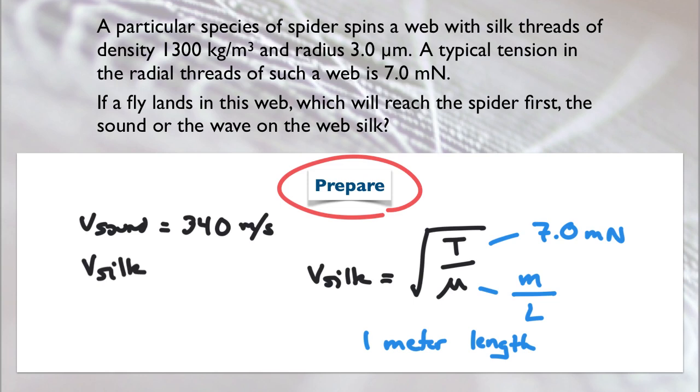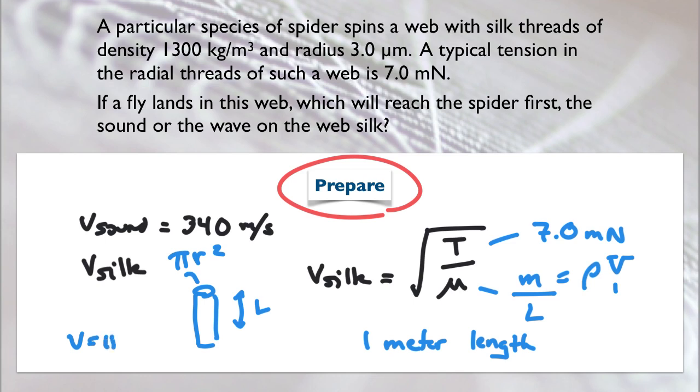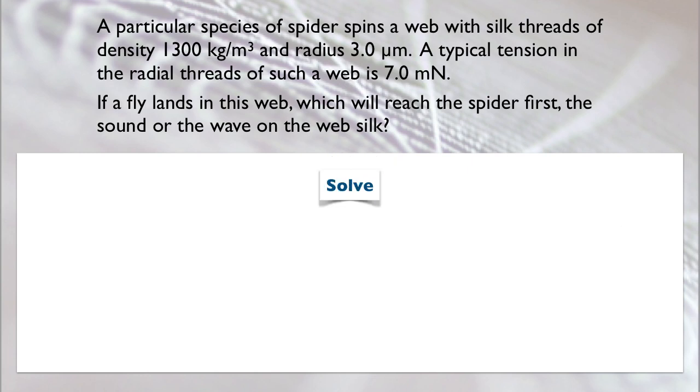The mass of the string is just going to be equal to the density times the volume. Because it's a length of string, it's basically a cylinder. It's got a length L, and the cross-section area, of course, is pi r squared. And so the volume is just equal to pi r squared times L. We have everything we need to go ahead and do a solution, and complete our calculation.